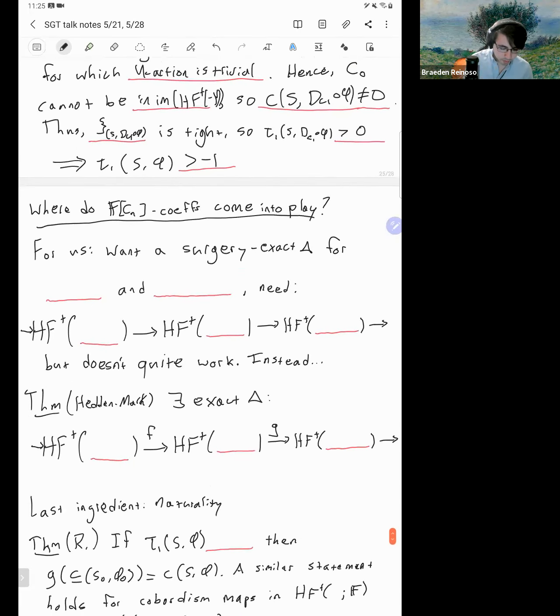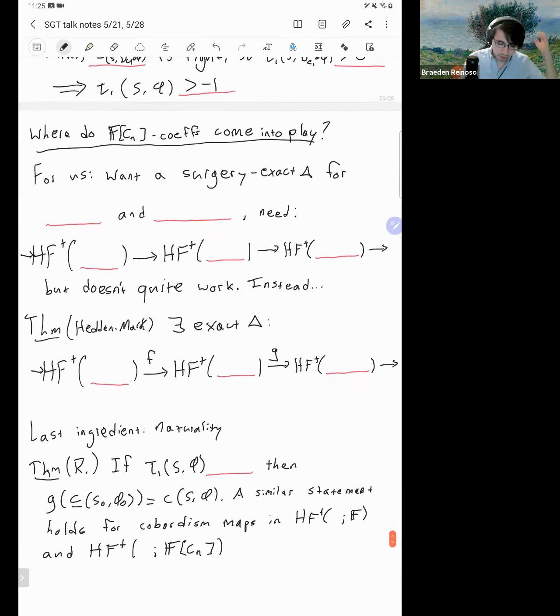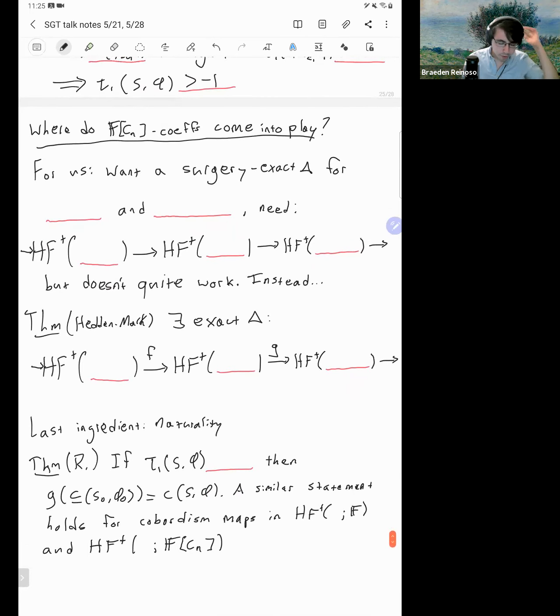Okay, so for us, we need to do something more complicated, because we don't just want to add a single Dehn twist, we're going to add lots of Dehn twists. So for us, we don't want a surgery exact triangle for just a single Dehn twist. And connected binding.